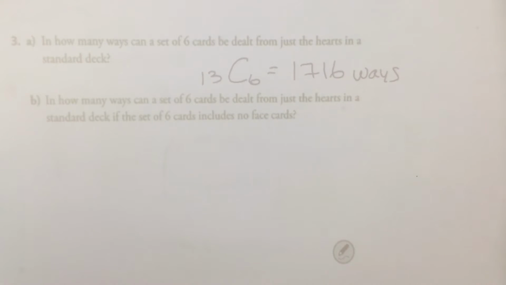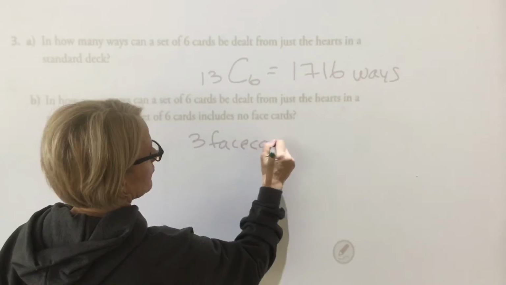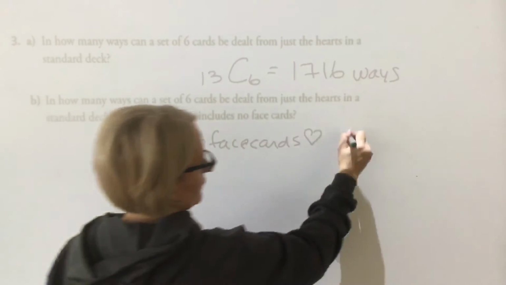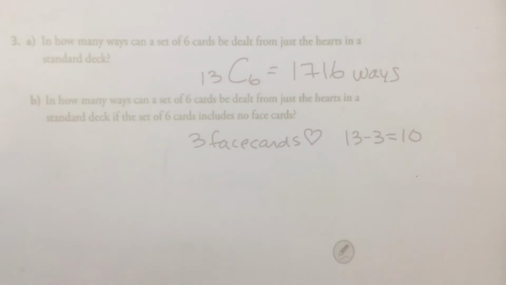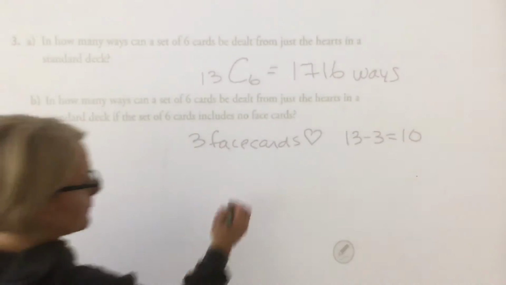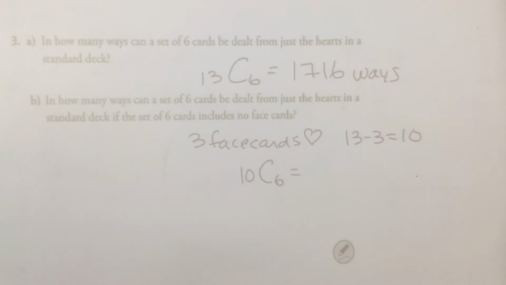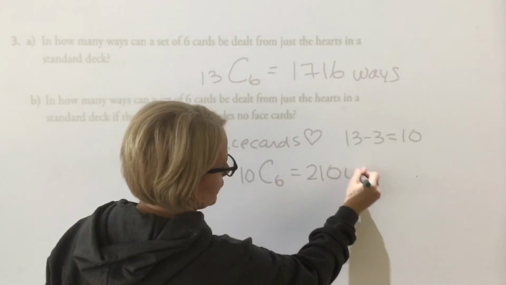In how many ways can a set of 6 cards be dealt from just the hearts in a standard deck if the 6 cards include no face cards? So there are 3 face cards in the hearts. So I want to take those out. So now I just have 10 to choose from, but I'm still choosing 6. They're still cards, so I know I still have the combination. So I have 210 ways.